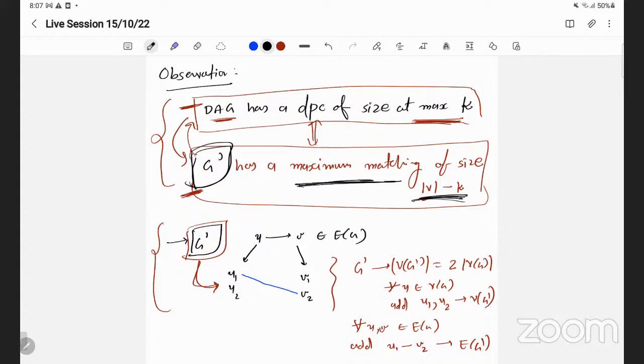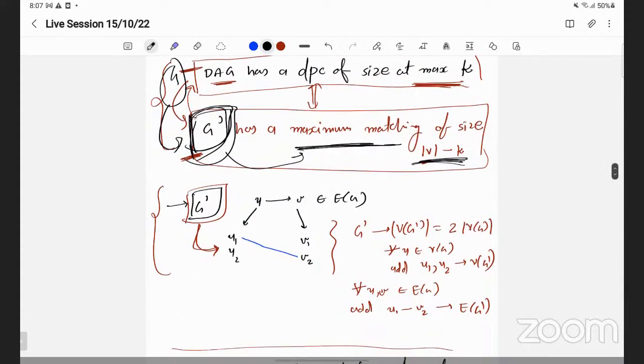So first thing is, we are given G. What we'll do? We'll construct G prime and find a maximum matching. For that maximum matching, we can use the same implementation that we used in the earlier week 8 problem, right? I'll just go through the implementation that I have done. Give me a second.